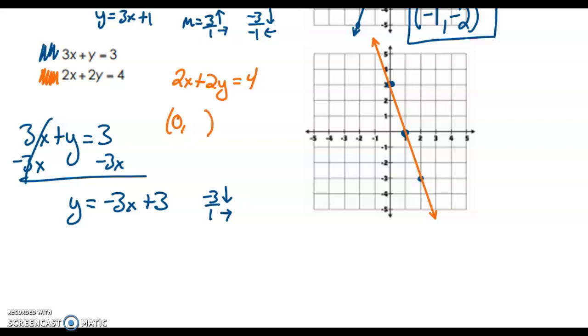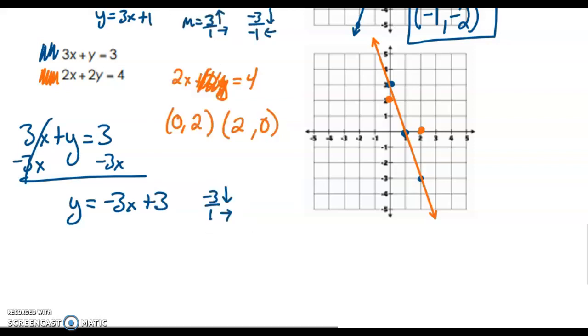So if we plugged in 0 for x, you'd cover up that 2x, and you'd be left with 2y equals 4. And when you divide by 2, you get y equals 2. Now this time if you covered up the y, that's like plugging in 0 for y, you get 2x equals 4, and that's 2. So you have points at (0, 2) and (2, 0), and that's where your line is going to go through.